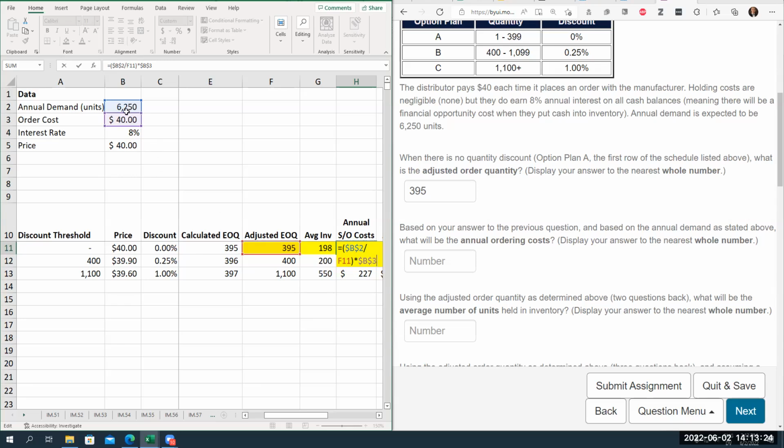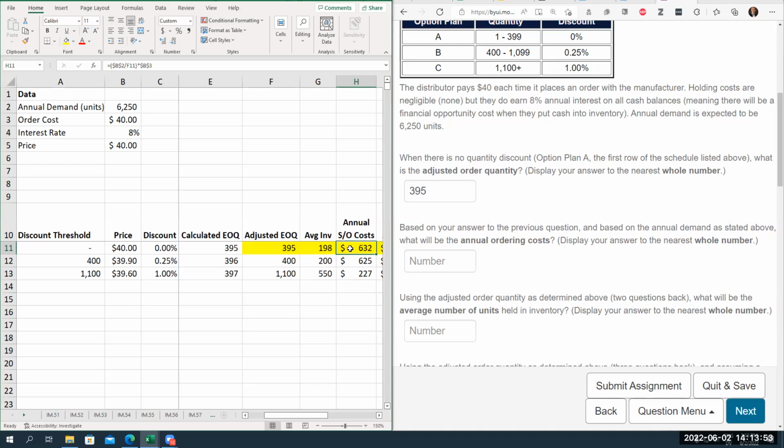So that's the first part of the calculation. The B2 is the annual demand divided by my adjusted EOQ, which is my order number. That tells me I'm going to make 15.8 orders this year. I'm going to multiply that by the order cost. Every time I make an order, it's going to cost me 40 bucks. So if I know how many orders I'm going to make that year, multiply that by $40, that gives me $632. That's my total ordering cost, right?